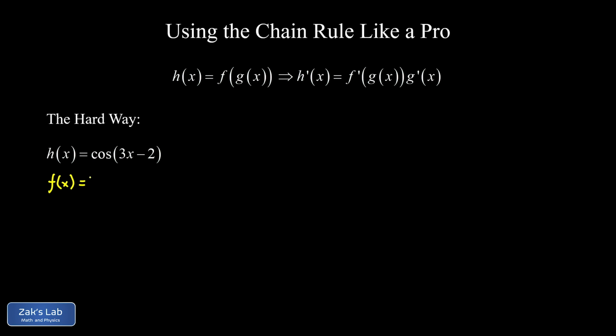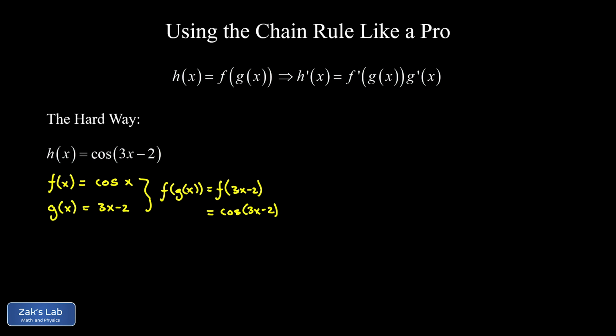So the f is going to be our outermost function here, and that's just the cosine function. So f of x is cosine of x. The g is our inner function, which is 3x minus 2. And then we can just verify real quick that the composition of these two functions actually gives us the original function h. So if I calculate f of g of x, that means we're getting f of 3x minus 2, which means I take the formula for f and I replace the x with 3x minus 2, and that gives us the cosine of 3x minus 2. So we've correctly identified the f and g.